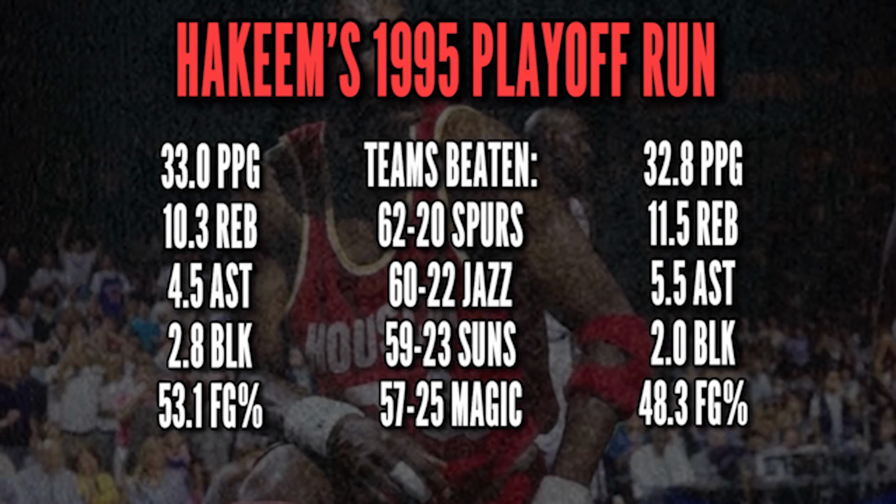Now, also a big thing when looking at Hakeem's peak is how good he was at carrying those Rockets teams. His best championship run, stats-wise, was a 95 playoff run. He averaged 33, 10, and 4 with 2.8 blocks on 53% shooting. And if you look at the teams he beat during this 5-year stretch, he beat 7 50-win teams and 2 60-win teams for a total of 9 teams that won 50-plus games. And keep in mind, he was doing that with a team that was a below-average supporting cast.